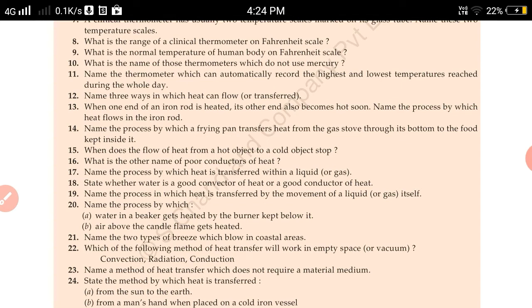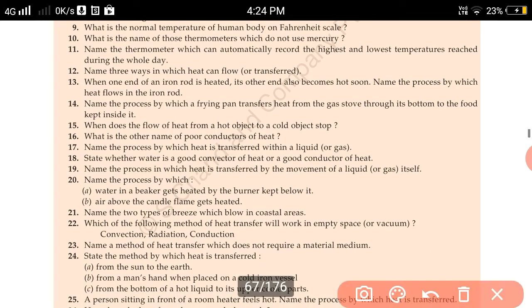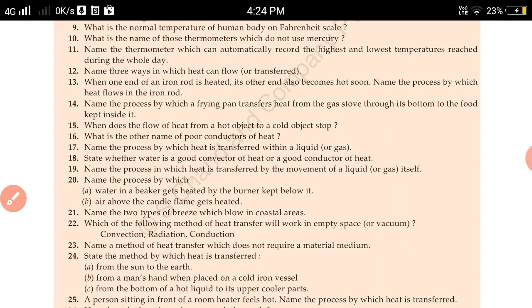Air above the candle flame gets heated due to radiation simply. Name two types of breeze which blow in coastal areas. Yes, these are the sea breeze and land breeze. Students, in question number 21, sea breeze and land breeze. Yes, land breeze blows at night time and sea breeze blows in day time. Question number 22.